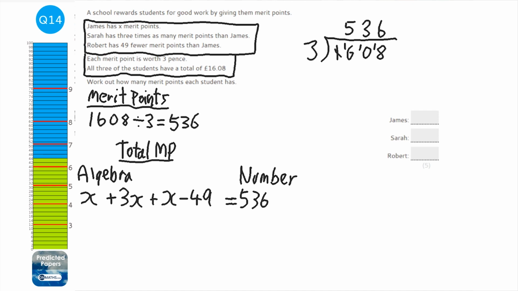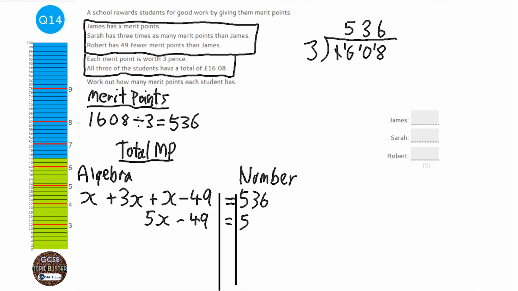Now whenever we solve, always put lines down, okay, where the equal sign is. Now I'm just going to collect the like terms. So x plus 3x plus x is 5x. I'm not going to do anything with anything else just yet. Okay, now we've got a minus 49 there. So to get rid of that, I'm going to plus 49 both sides.